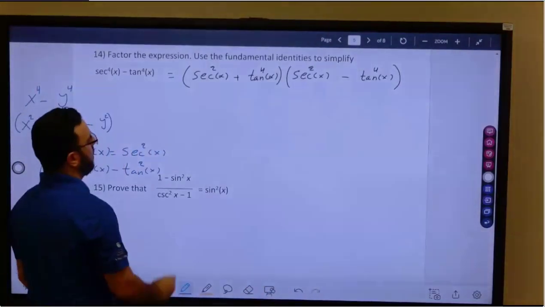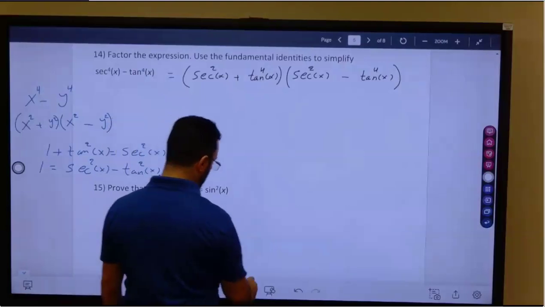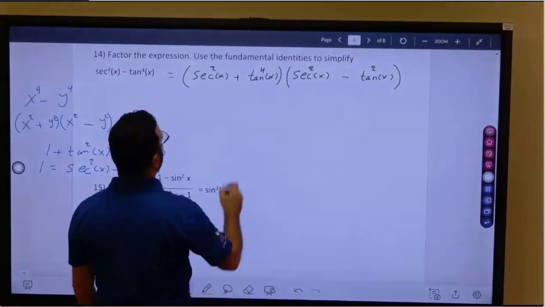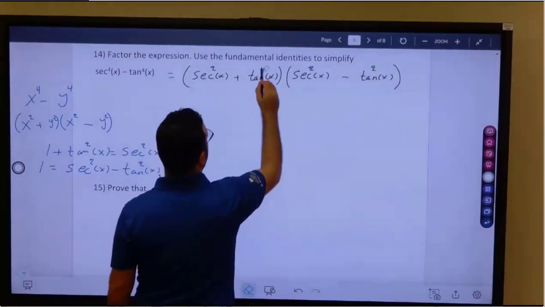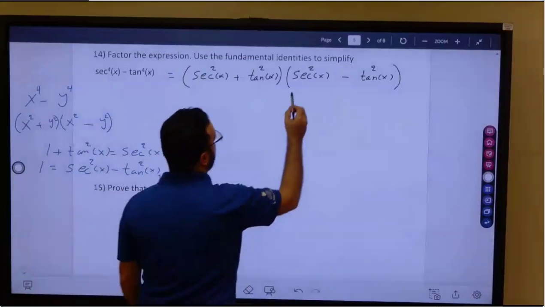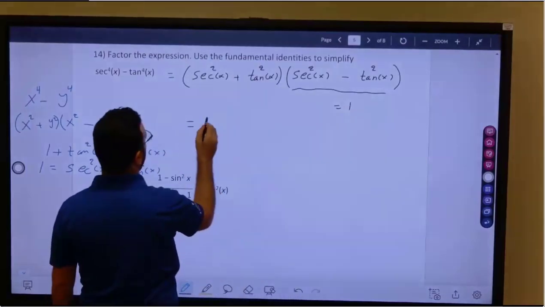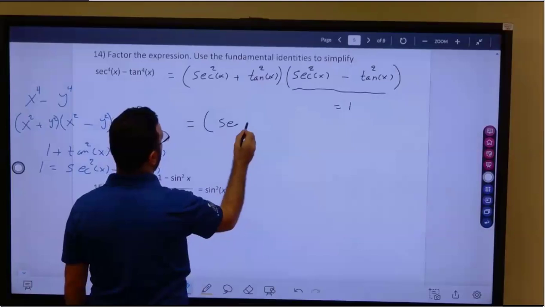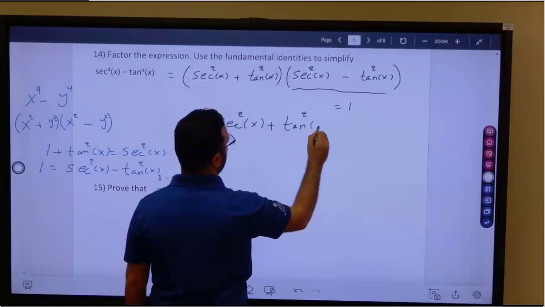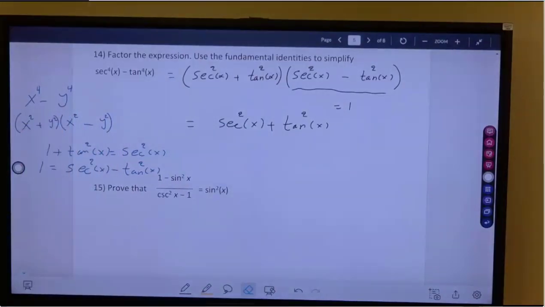So if I look here, secant squared minus tangent, this is squared, not to the power 4. So this one is squared. And this one is also squared. Which means factor as the difference between two squares. Now, secant squared minus tangent squared, the whole thing here equal 1. So the result for this problem, just gonna say it's secant squared x plus tangent squared x. That's it. You don't have to write down these parentheses. That's it.